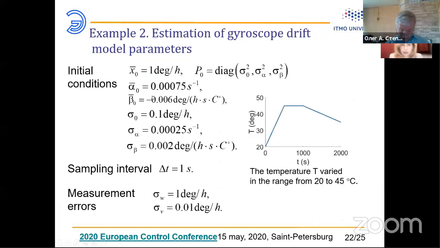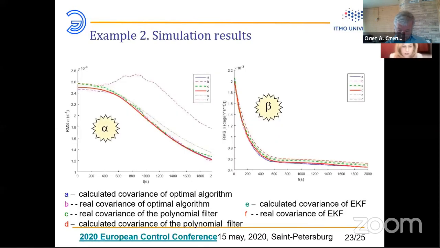On the next slide, you can see the conditions of our simulation, and finally you can see the simulation result: the polynomial filter provides accuracy close to the Monte Carlo method and an appropriate calculated accuracy characteristic. As for the extended Kalman filter, it is significantly inferior to the polynomial filter and does not provide appropriate accuracy characteristics.